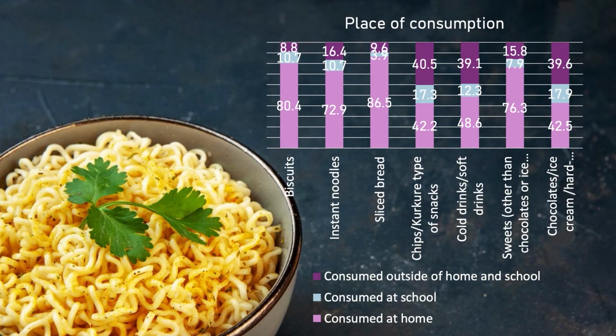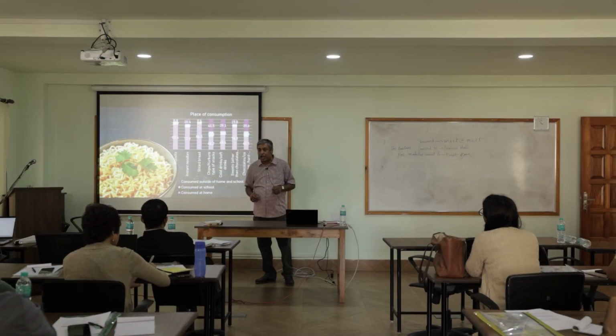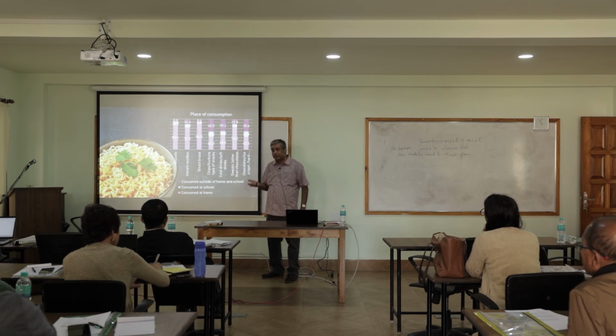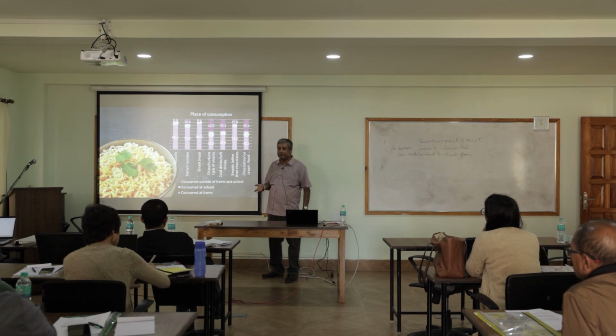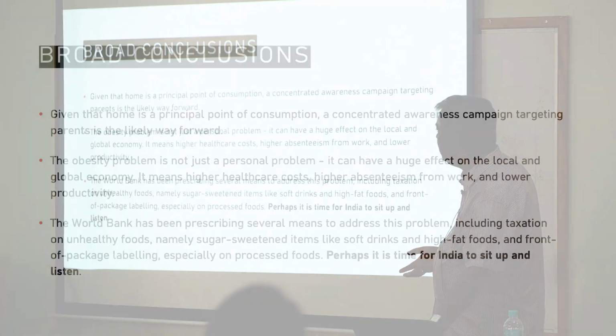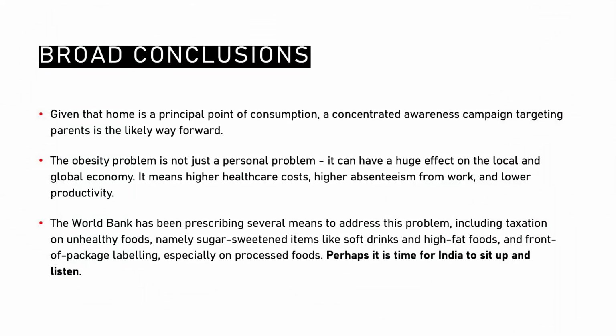Right, and most of the consumption is not that they are going to school and then sneaking out of school and buying a packet of chips. A lot of the consumption is actually taking place at home. So a lot of the communication from the government also has to target parents. Right? So some of the broad conclusions with which the World Bank and us all agree, I don't want to spend more time on it.